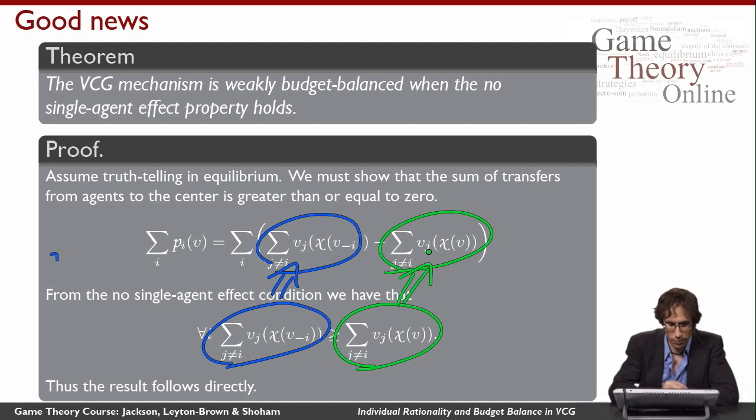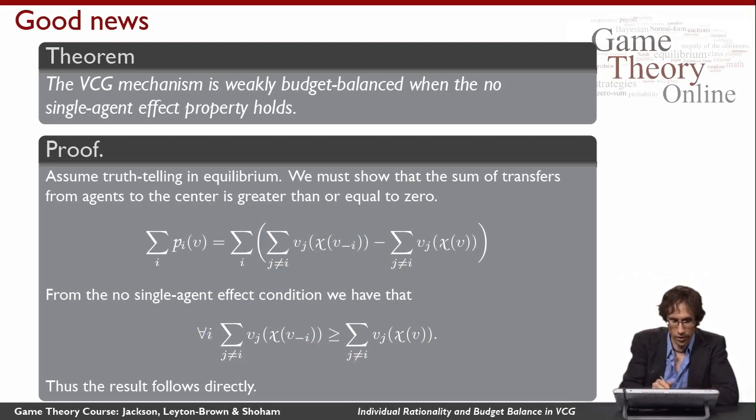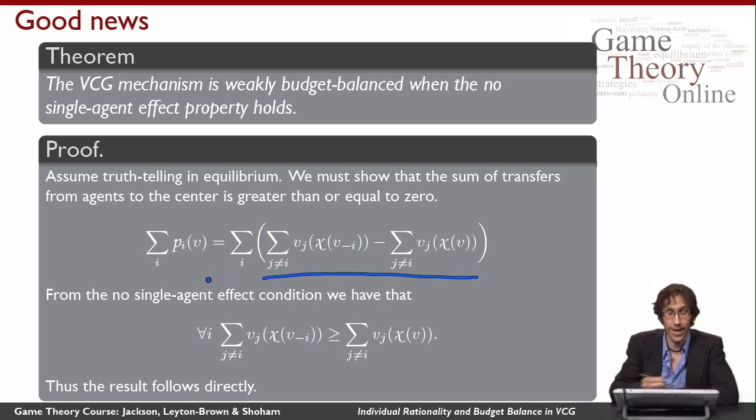And so the result follows directly. This blue term is bigger than the green term, which means that this expression up here is non-negative for every i. And so that gives us what we want, which is that this whole sum is greater than or equal to 0.